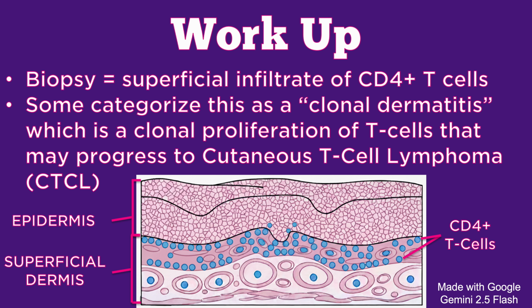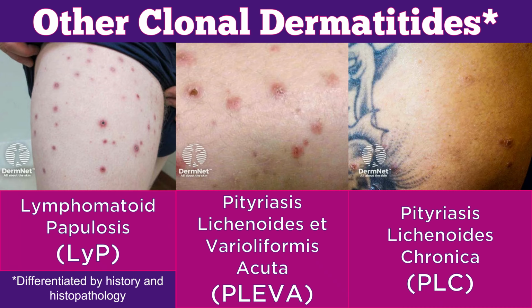Some dermatologists lump parapsoriasis into a group known as clonal dermatitis, because entities in this group tend to have a clonal proliferation of T cells and have been reported to progress to CTCL. Other clonal dermatitides include Pityriasis lichenoides et varioliformis acuta, aka PLEVA, Pityriasis lichenoides chronica, aka PLC, and lymphomatoid papulosis, aka LYP. It is very rare for PLEVA or PLC to progress to CTCL, whereas LYP progresses to another lymphoproliferative disorder such as anaplastic large cell lymphoma, Hodgkin disease, or CTCL, in 10 to 20% of cases.